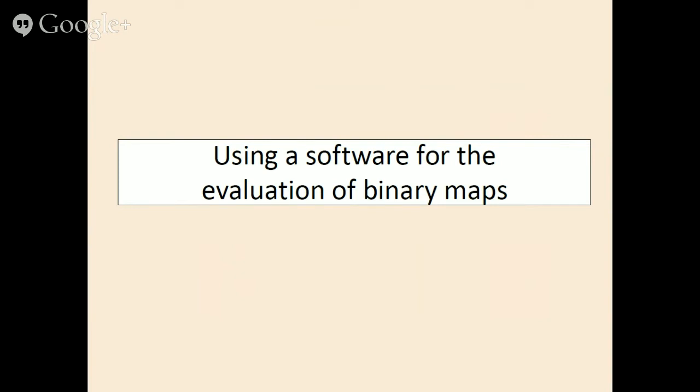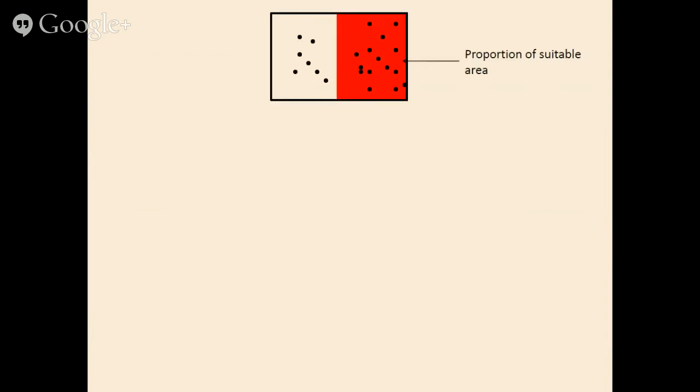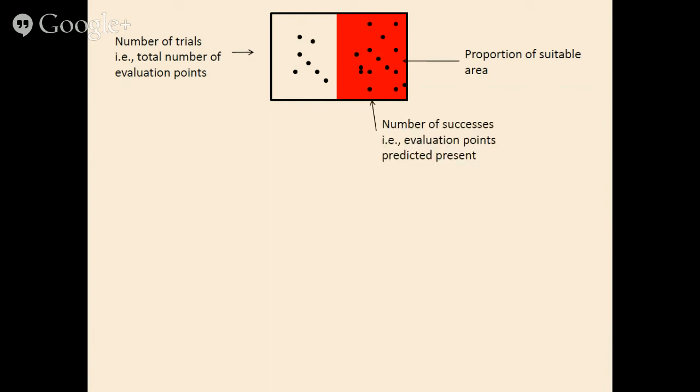So let's choose the software for the evaluation points and the algorithm for binary maps. This is the proportion of suitable area that was predicted. Here it is more or less 50%. That is the red area. Here we have all the trials, that is, all the points that I have to measure the model performance, and we have the points that were predicted correctly. So we need only this information to establish if the model is better than random.